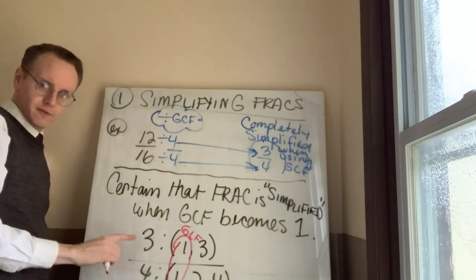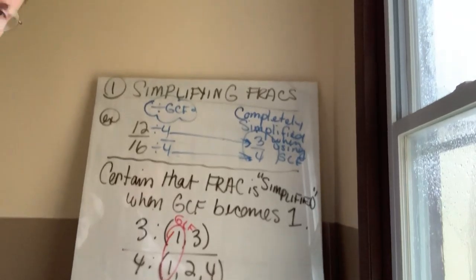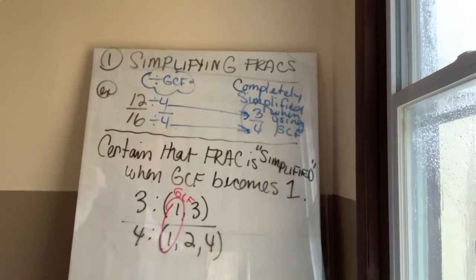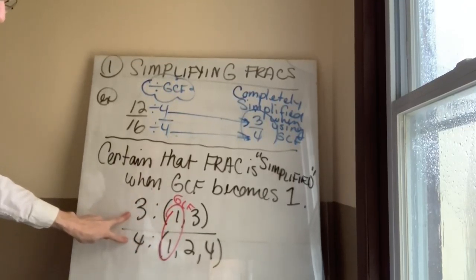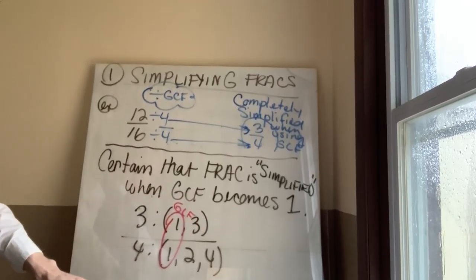I'm sorry, this is out of frame. I'll put this down just a hint here. I don't want to break my camera. But you can see that when the GCF is no greater than 1, as it would be in the end result here, you could say with certitude, this is completely simplified.